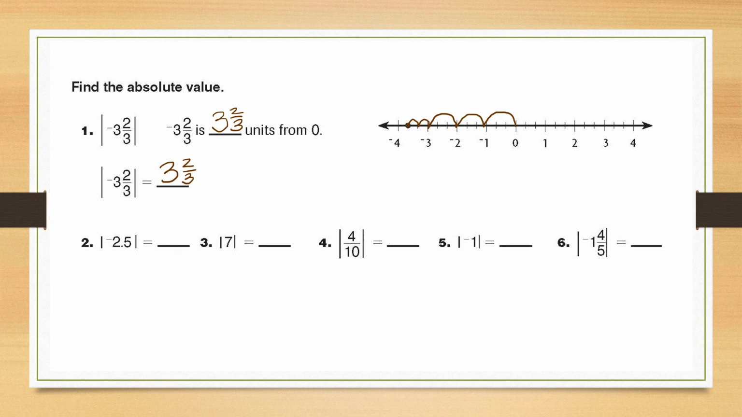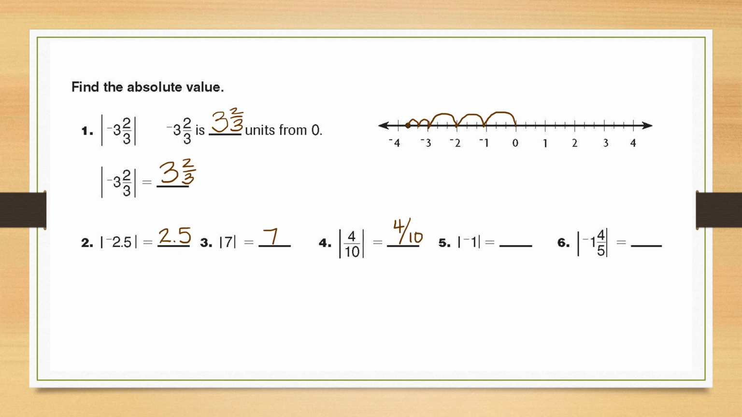Question number 2, what is the absolute value of -2.5? It is 2.5. What is the absolute value of 7 for question number 3? Its absolute value is 7. Question number 4, what is the absolute value of 4/10? The absolute value of 4/10 is 4/10.